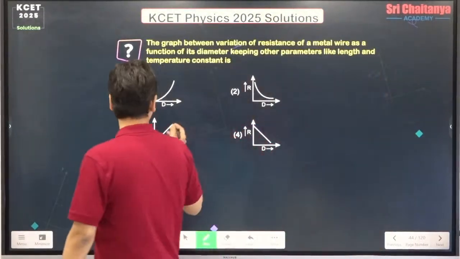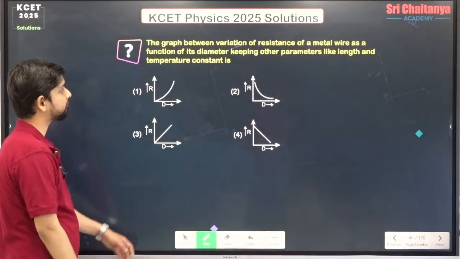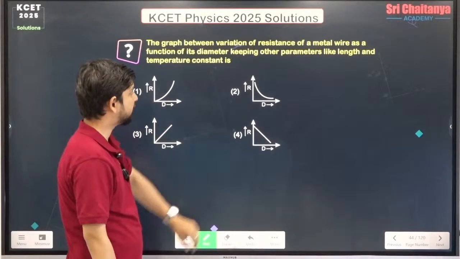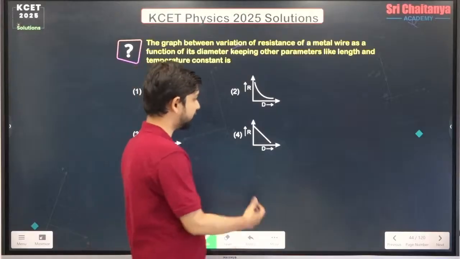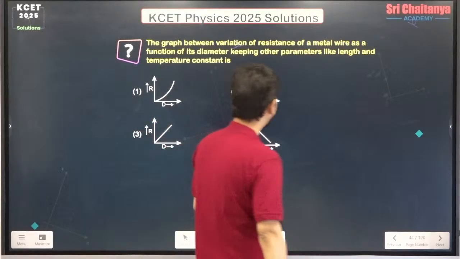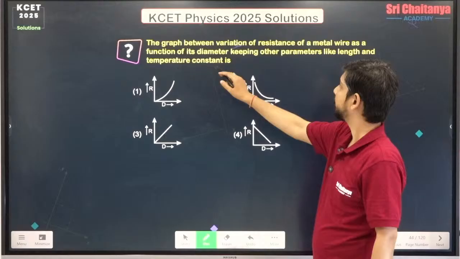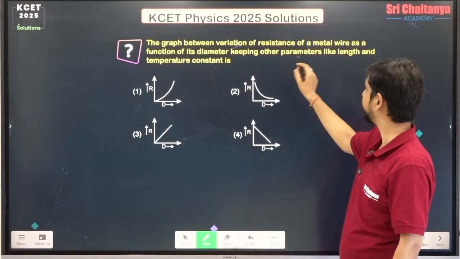Again, a diagram based question. It is already a very easy question, you can say. We have also seen this type of question previously. So it is given the graph of variation of resistance of a metal wire as a function of its diameter, keeping other parameters like length and temperature constant.